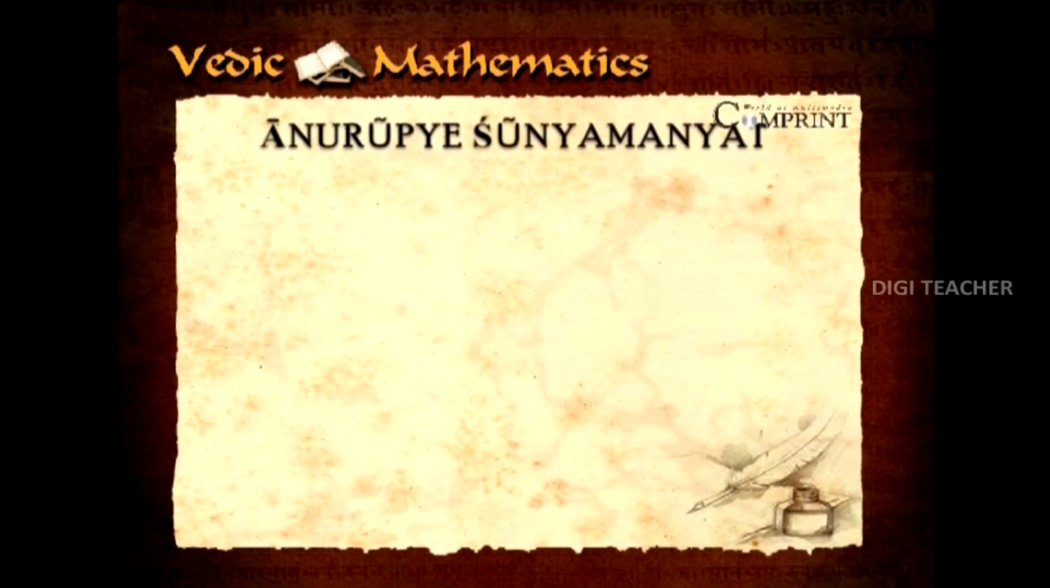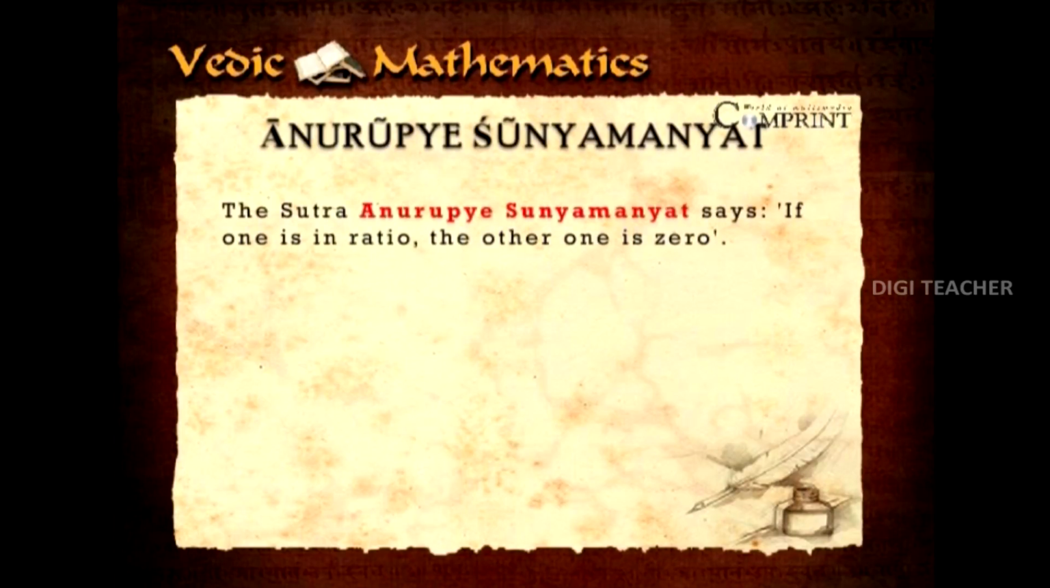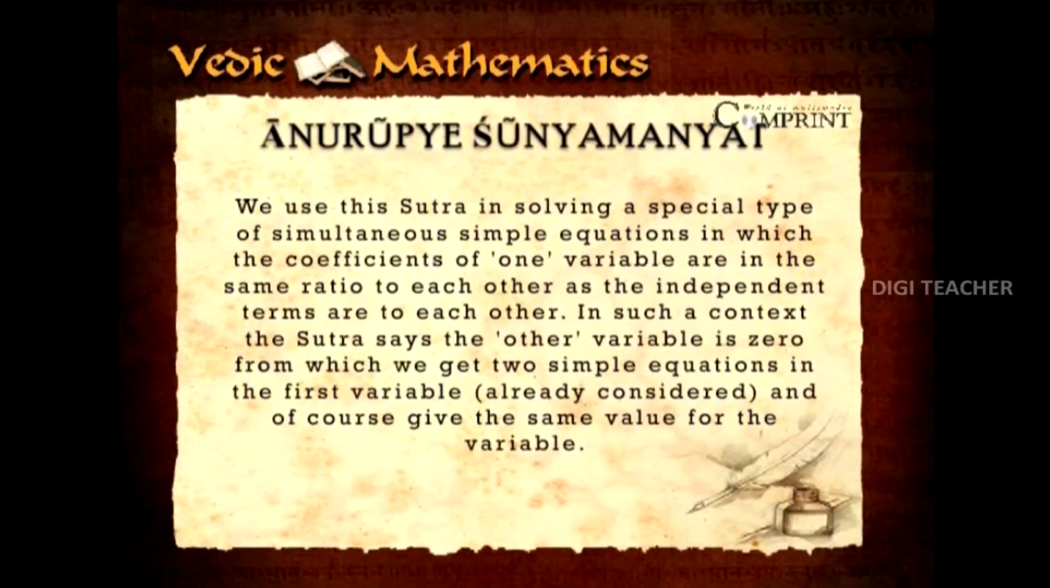Anurupye Shunyamanyat. The sutra Anurupye Shunyamanyat says if one is in ratio, the other one is 0. We use this sutra in solving a special type of simultaneous simple equations in which the coefficients of one variable are in the same ratio to each other as the independent terms are to each other.